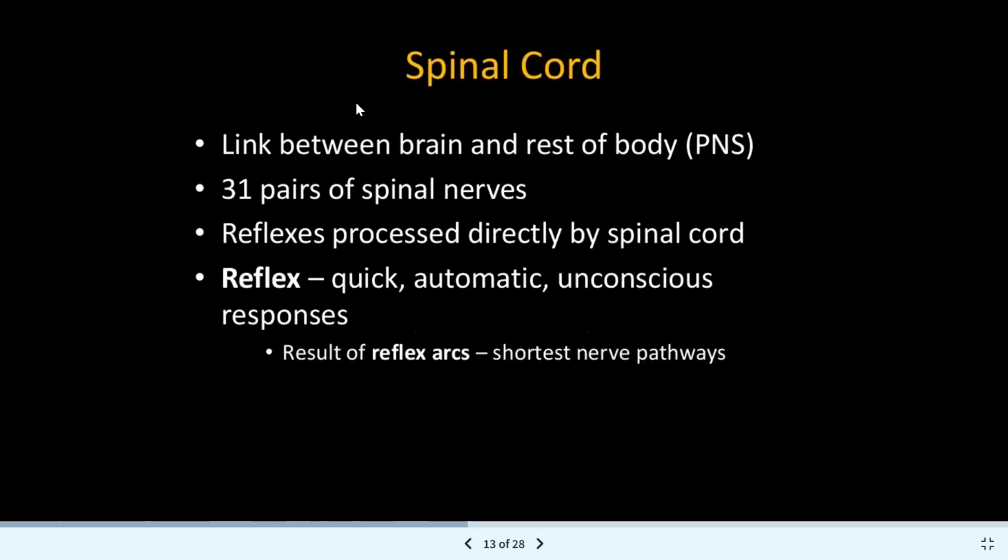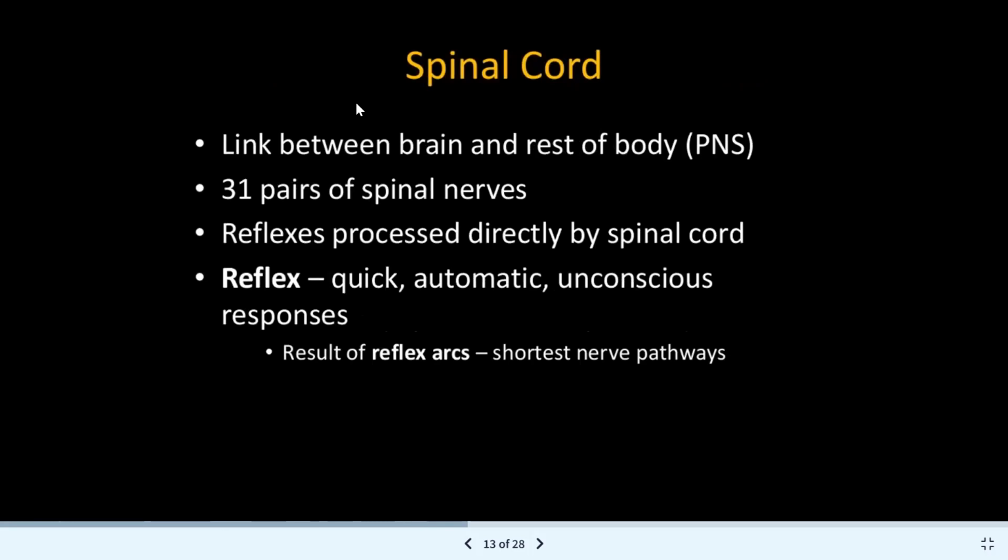If you talk about the spinal cord, it is associated with the brain. It is the link between the brain and the rest of the body, means PNS, 31 pairs of spinal nerves. Okay, so it is related to the 31 pairs of spinal nerves. Reflexes proceed directly through the spinal cord.